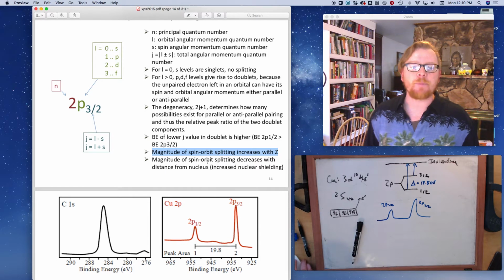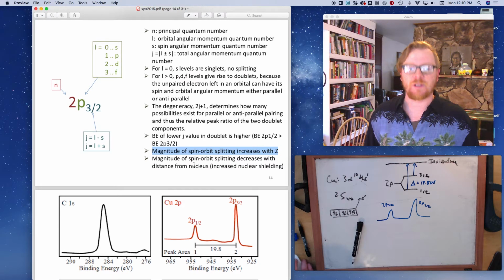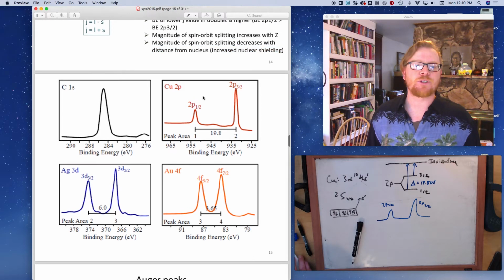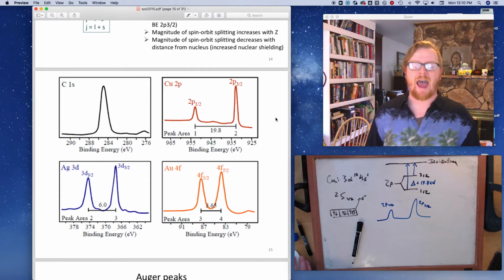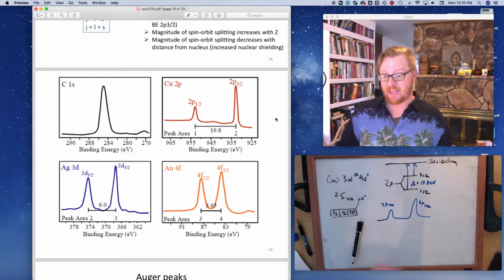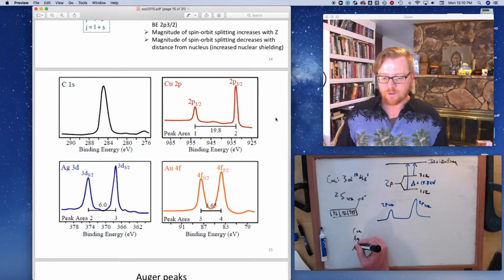However, there's an opposite effect that happens when you have an increased distance from the nucleus. So the magnitude of spin-orbit splitting decreases with distance from the nucleus. So here's some examples. If I compare copper 2p to silver 3d to gold 4f, if we were looking at the 2p levels for all of those, and keep track of the periodic table, right? It goes copper, silver, gold, right?